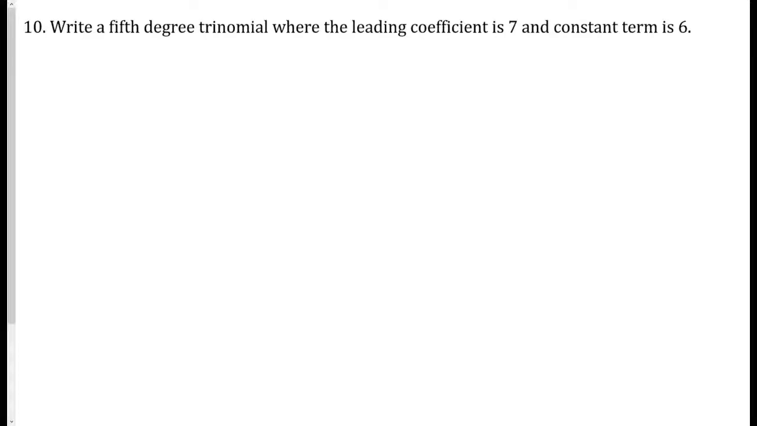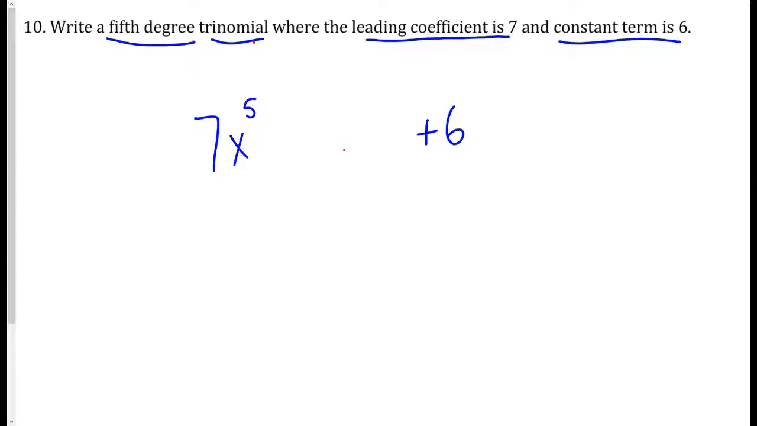Number 10, write a fifth degree trinomial where the leading coefficient is 7 and the constant term is 6. So this is just vocabulary here of polynomial functions. Fifth degree means I need to have x to the fifth be the highest power. It needs to be a trinomial, so I need 3 terms, where the leading coefficient is 7. The leading coefficient is in front of the highest power. It's the coefficient of the highest power. So I need a 7x to the fifth, and I need a constant term of 6. So that means I need to have plus 6 in that polynomial.